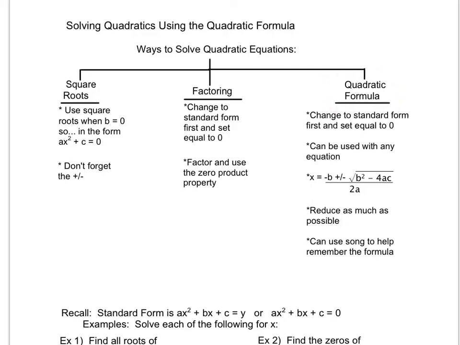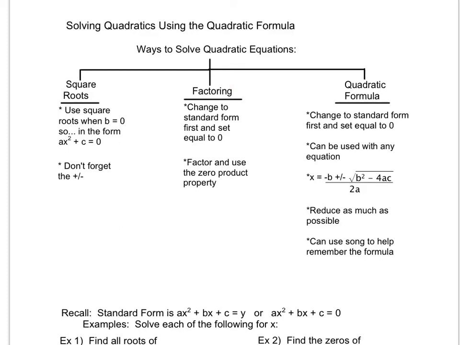Quadratic formula is great because it can be used with any equation. Unlike square roots that have to be used with equations with no linear term, and unlike factoring, which can only be used with equations that can be factored, the quadratic formula can always be used. It is a little bit more of a tedious process, however, which is why if we can use the square roots, we want to use the square roots, and if we can use factoring, we want to use factoring.